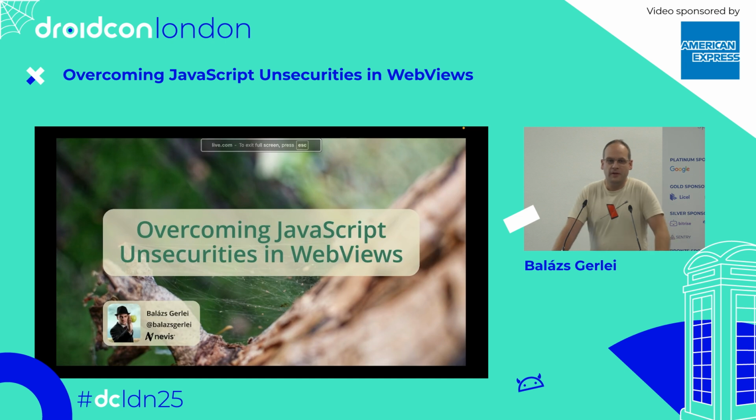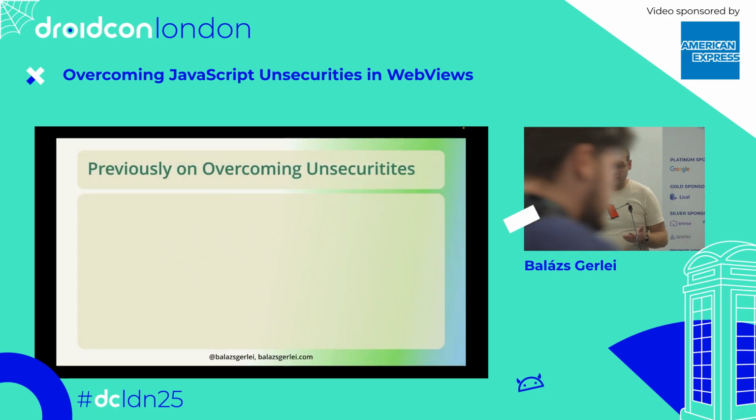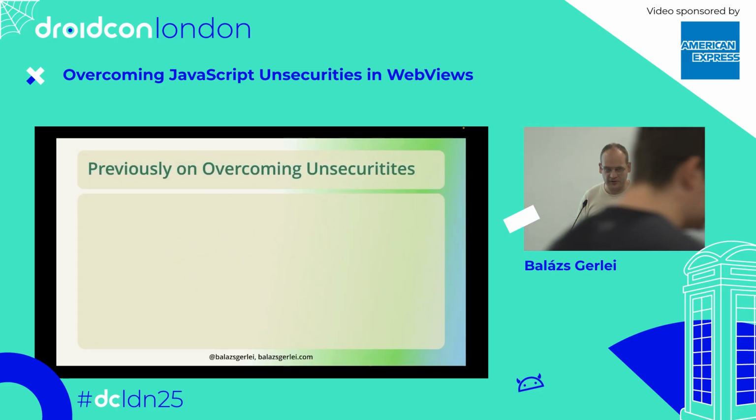Okay, so last year I talked about more generic misconfigurations for the WebView and how those can be exploited, while I get most of the questions afterwards about JavaScript. So this year we're gonna talk about JavaScript. So previously on overcoming unsecurities.